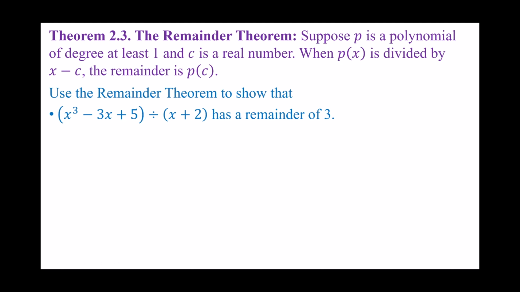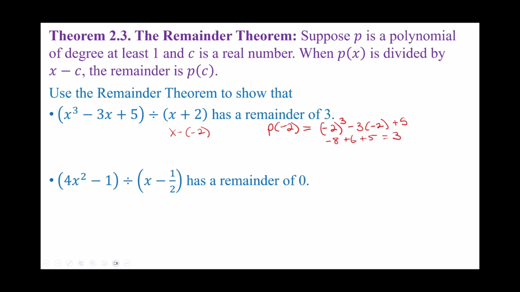We're dividing by x minus c, so we're dividing by x minus a negative 2. So if P of x is x cubed minus 3x plus 5, then P of negative 2 should give us the remainder. So we have negative 2 cubed minus 3 times negative 2 plus 5, which is negative 8 plus 6 plus 5, which is 3. So our remainder is 3. If we were to do that division, we would get a remainder of 3.